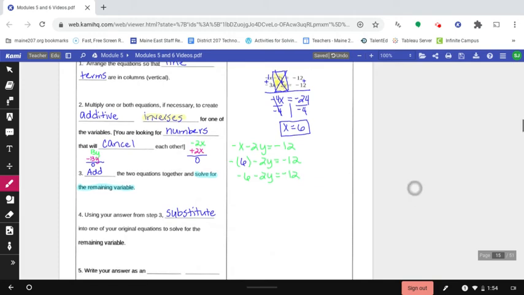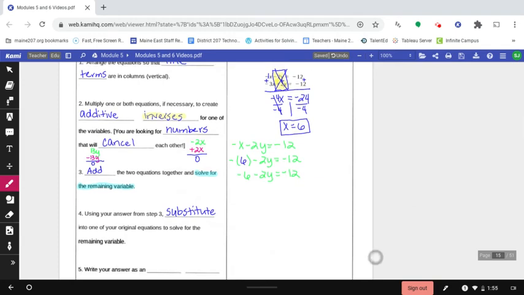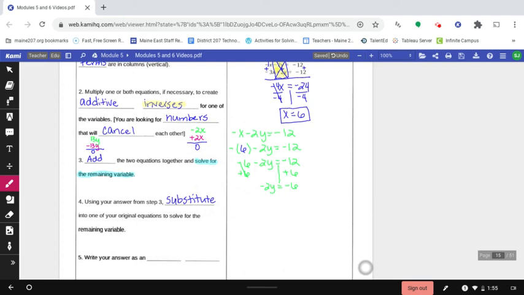And now when we look at this equation, there's only a y, so we can actually solve this. So we're going to use our inverse operations. We're going to add 6 to both sides. We get -2y is equal to -6. And then we're going to divide both sides by -2. And we get y is equal to +3.